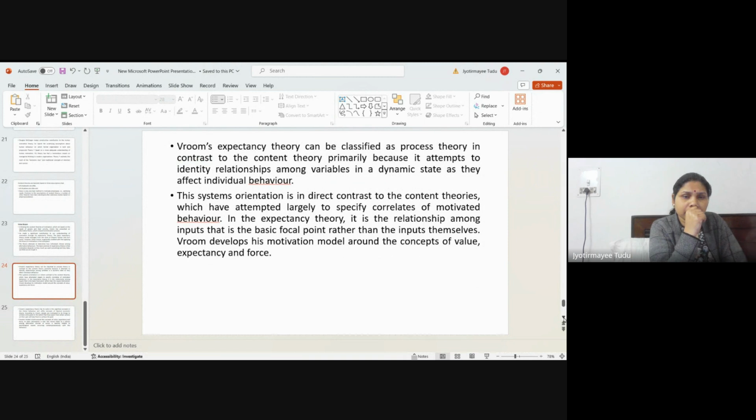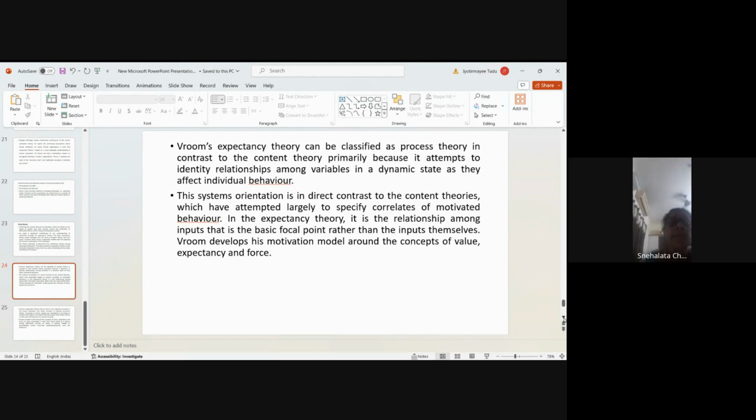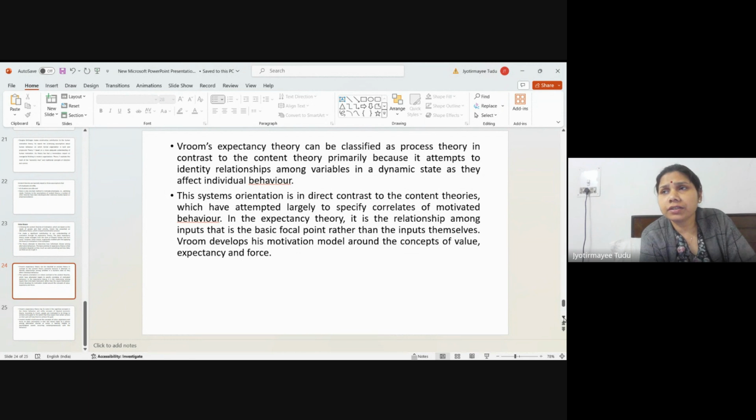So Victor Vroom's expectancy theory can be classified as a process theory in contrast to content theory. Content theory primarily believes that motivation essentially needs to be pacified according to the situation. Whereas the conceptualization of expectancy theory moves in a way where we need to understand how individual behavior is affected by certain kinds of behavior in the organization which motivates him for the work.